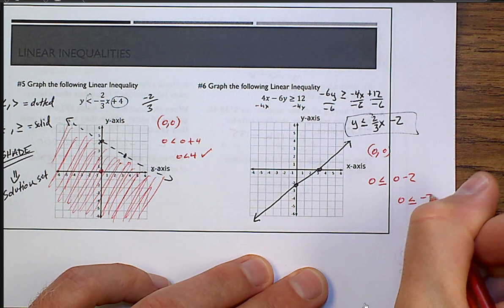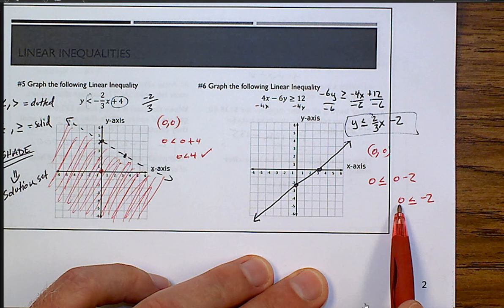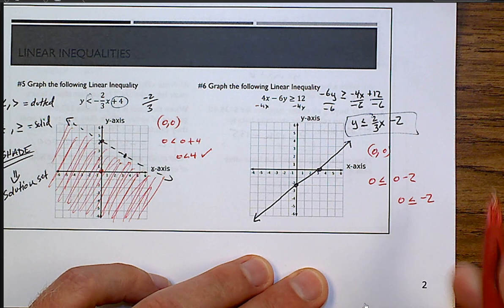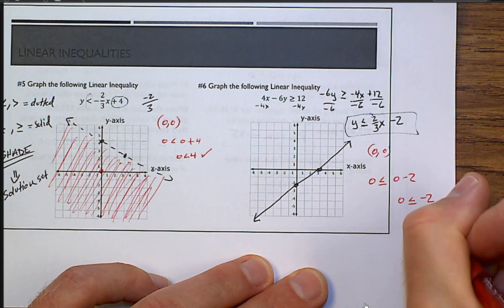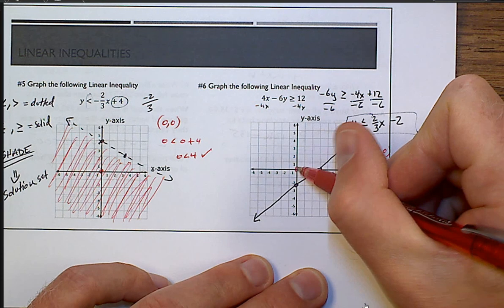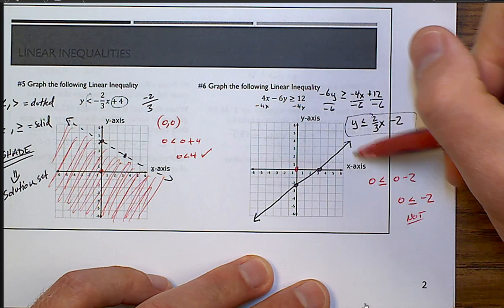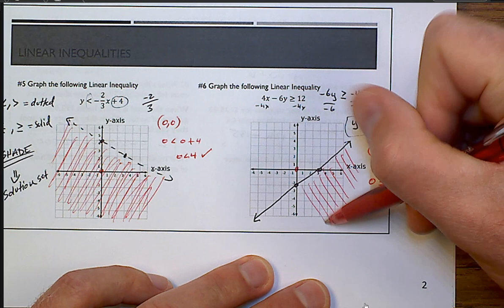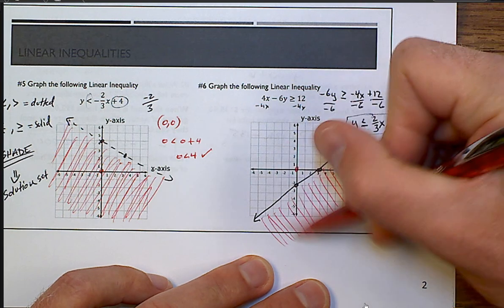Is that a true statement? Is 0 smaller than a negative number? It is not, right? So that means 0, 0 is not part of the solution set. So I know the opposite side of the line has to be the solution set. So I would shade this way.